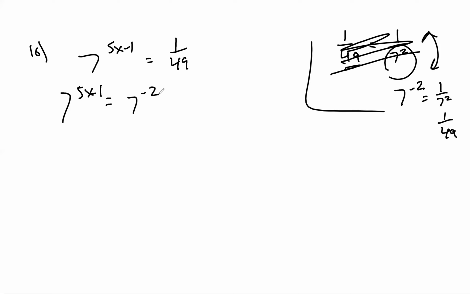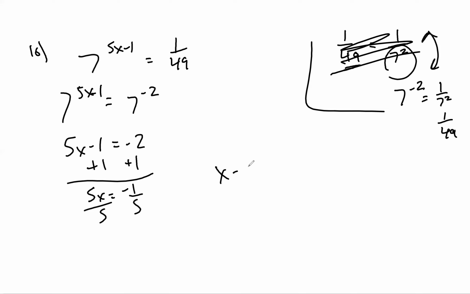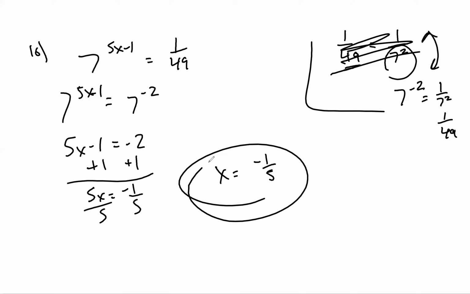Okay, well, my bases are the same. And so now I literally just say that 5x minus 1 equals negative 2. And I solve it like normal. So I add 1 to both sides. And I'll get 5x equals negative 1. And then I will divide. And I will get x equals negative 1/5. And now I'm done.